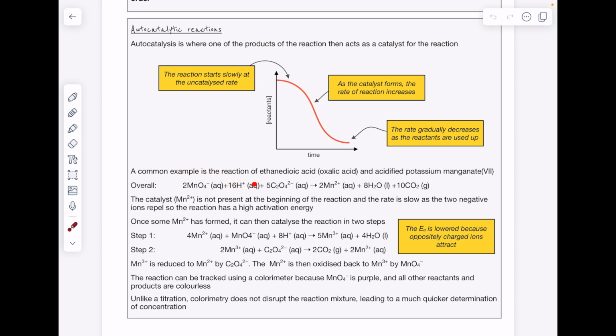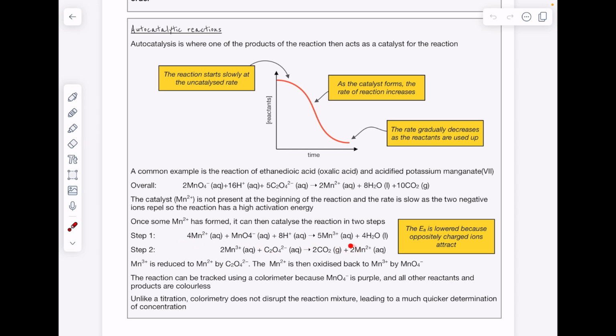Now, a good example of this is the reaction between oxalic acid and acidified potassium manganate(VII). This is the overall equation here. Now, the Mn2+ product is what's going to be acting as the catalyst. Because it's obviously not present in the reactants at the beginning, the rate is slow. And a large part of that is due to these two ions being negatively charged and therefore repelling, leading to the reaction having a high activation energy. However, as the Mn2+ forms, it can now act as a catalyst in the following two steps.